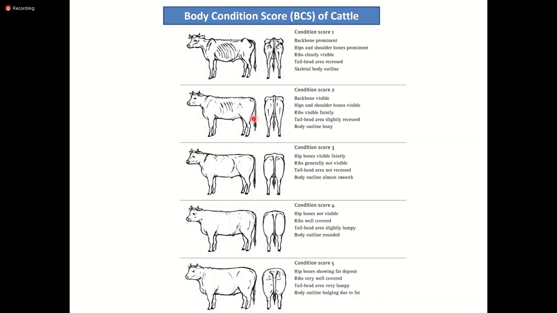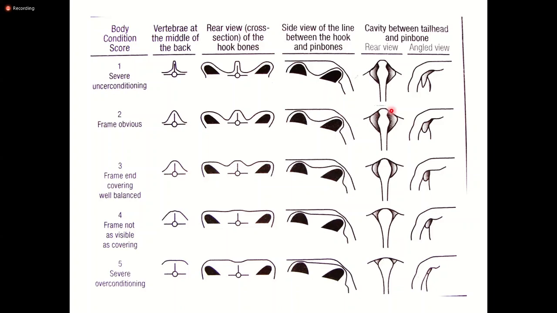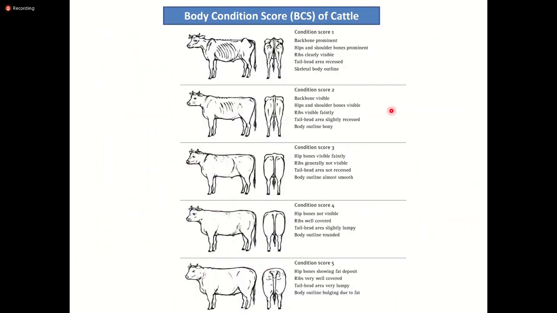So we usually observe the animals from the side angle and back angle and provide marks based on these observations. That's called the body condition score. Depending on the score that we record, we can change the type of diet that we offer for these animals.